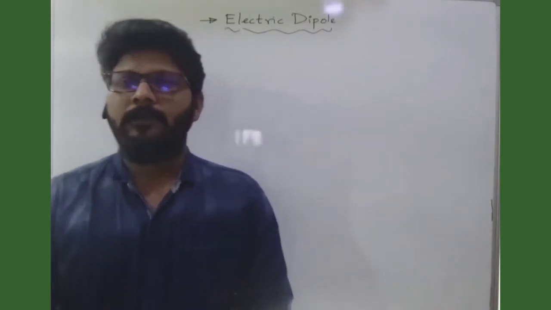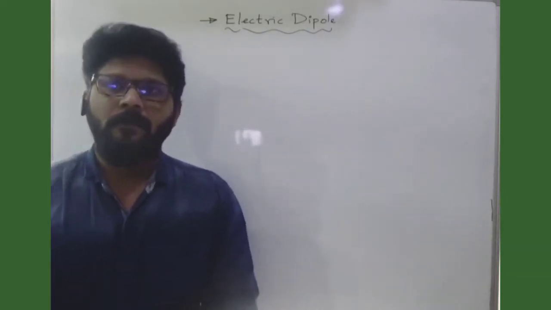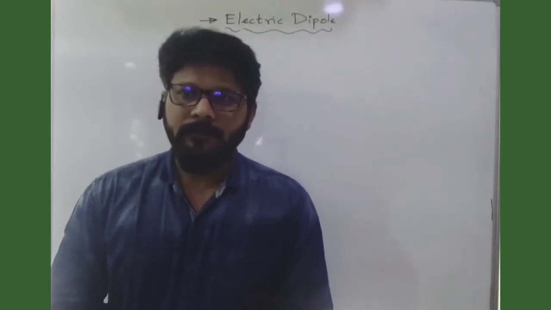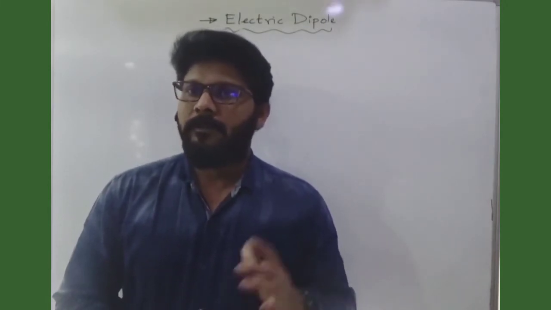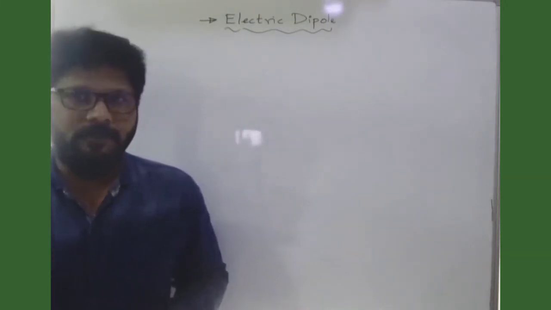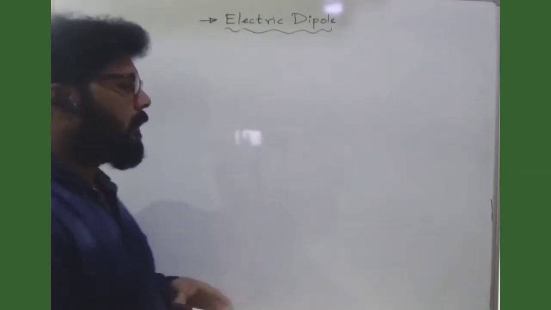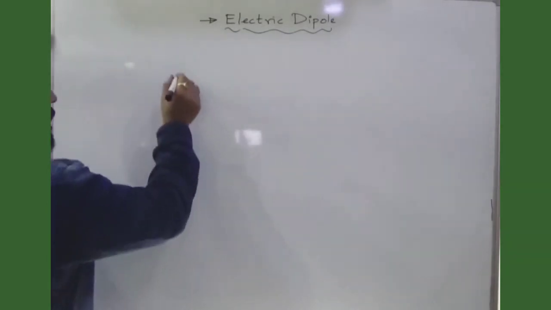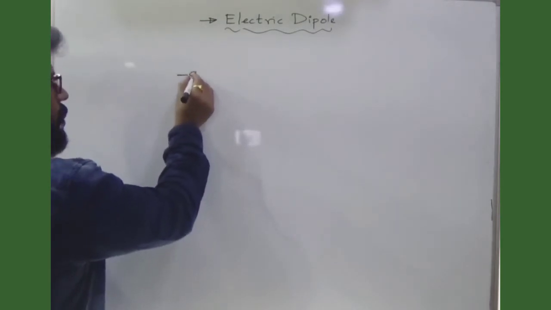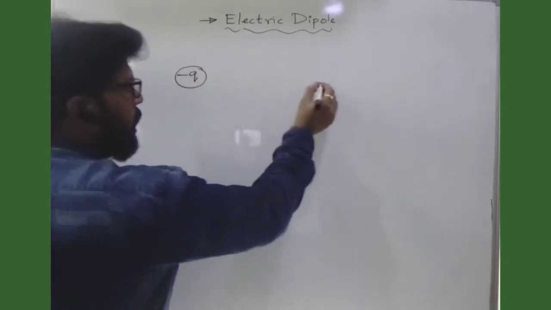Now, to calculate potentials or electric field intensities due to an electric dipole, first let us get an idea about the electric dipole, then we can proceed. So let me start off with the electric dipole. What exactly is an electric dipole? Let me consider two charges here, minus q and plus q.